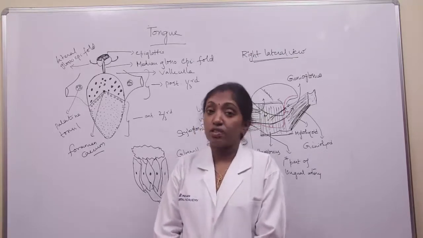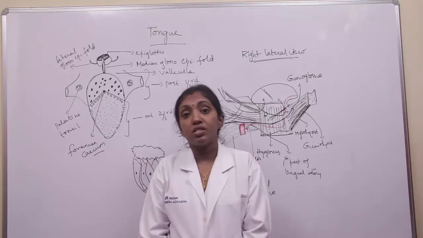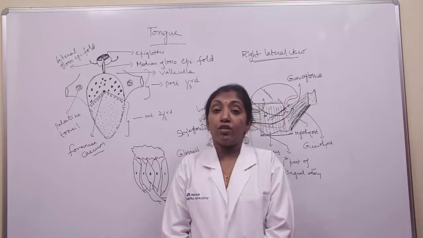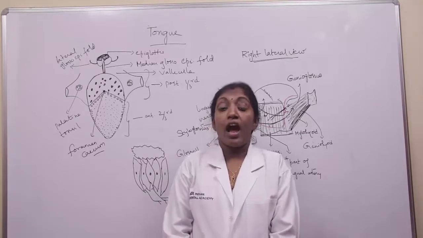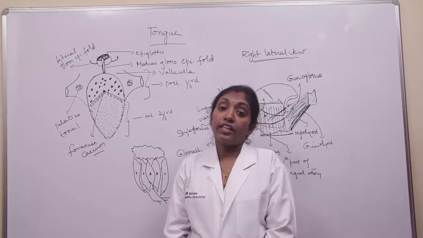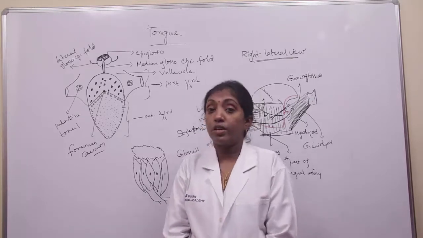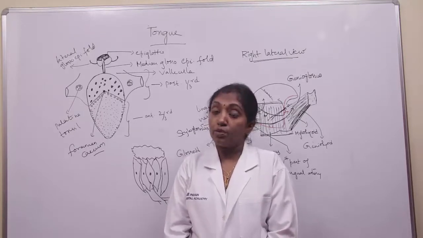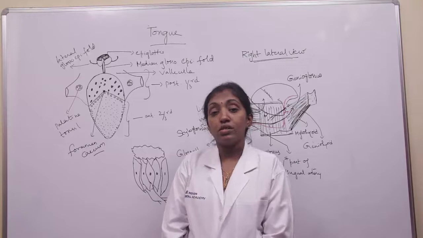Coming to the medial relations of the hyoglossus muscle, stylopharyngeus muscle is there, stylomandibular ligament is there, and also stylohyoid ligament is there, and also the glossopharyngeal nerve, which supplies the posterior one-third of the tongue. And that's about the hyoglossus muscle.